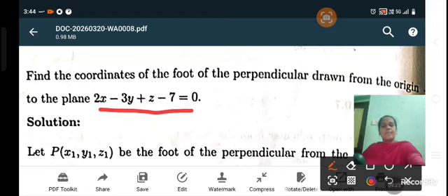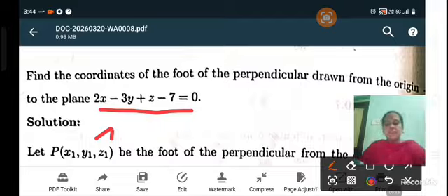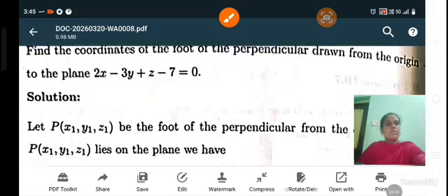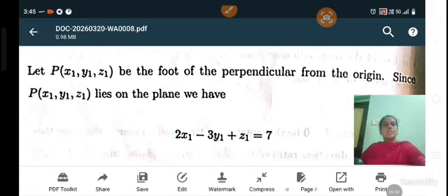Solution. Let the foot of the perpendicular from the origin be P of (x1, y1, z1). Since P of (x1, y1, z1) lies on the plane, we have 2x1 minus 3y1 plus z1 is equal to 7. Mark it equation number 1.